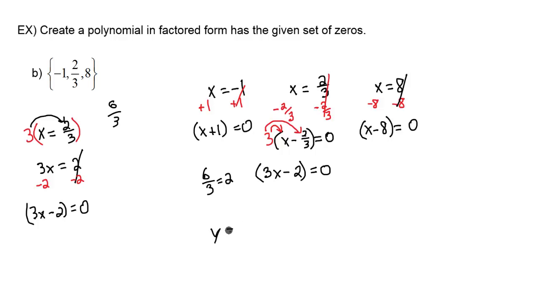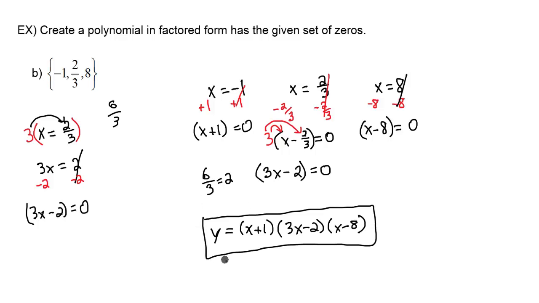Then the last step, we're going to set everything equal to y. So y will equal the first factor, which was x plus 1, the second factor, which was 3x minus 2, and then the third factor, which was x minus 8. And there's our polynomial that considers all three of these zeros.